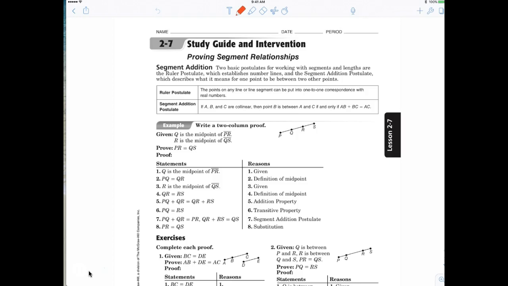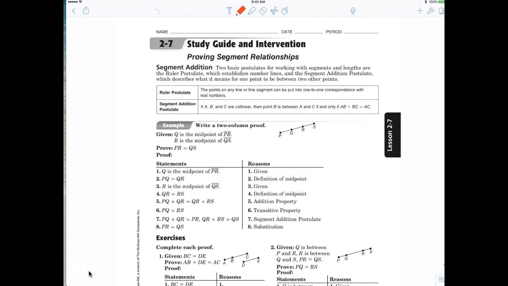First and foremost, we're going to talk about the ruler postulate, which I will never write in a proof. And again, I would just say that's common sense. The points on any line or line segment can be put into a one-to-one correspondence with real numbers. Does that make sense? Every point, you can't say at this point it's 1 inch and it's also 2 inches. Every point has its own location. It can't be in 2 places at once. Although science is kind of trying to say that may not necessarily be true. Again, that's for later. It's absolutely fascinating.